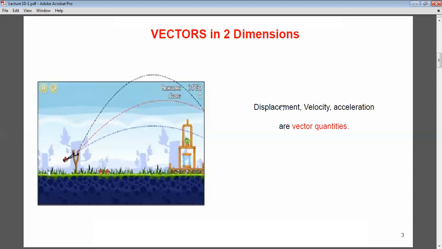So remember, displacement is a vector, distance is a scalar. Likewise, velocity is a vector, speed is a scalar, temperature is a scalar, mass is a scalar. Another quantity which is a vector, and it's very important, is force, for example.